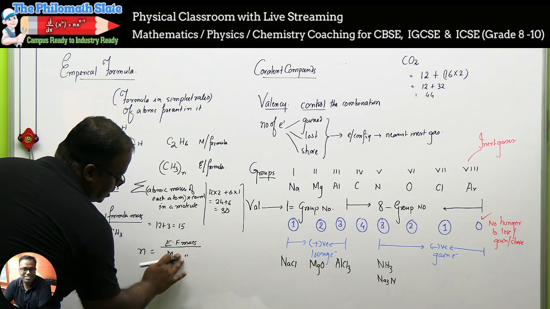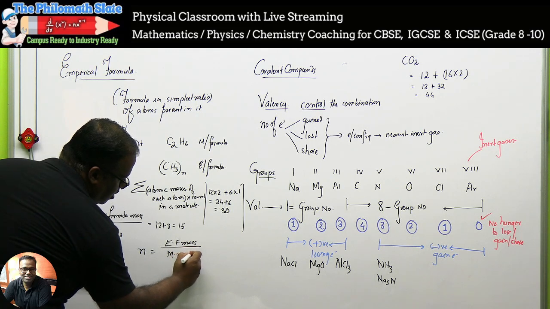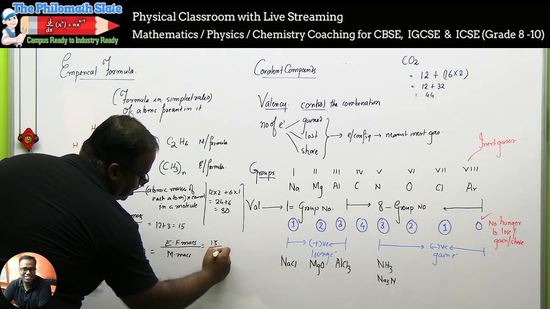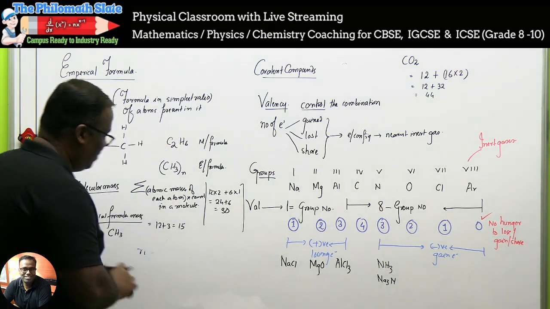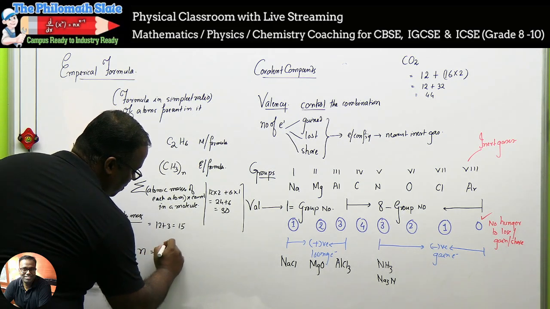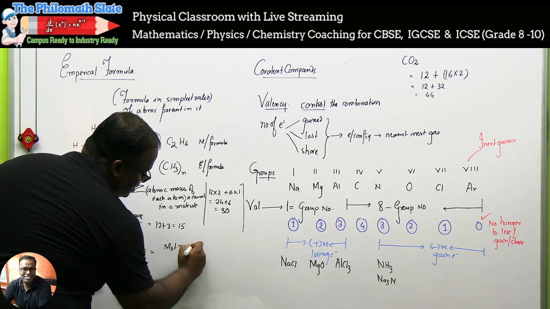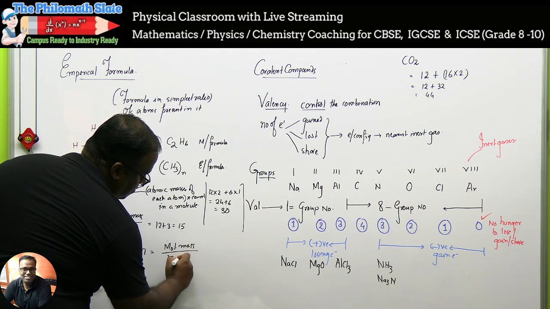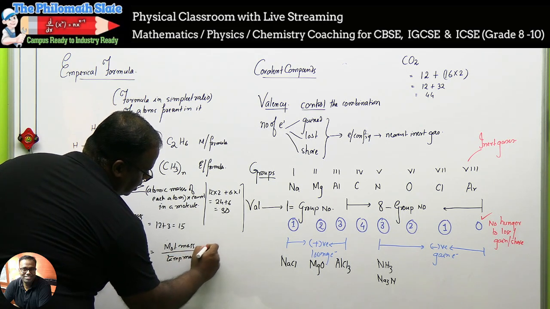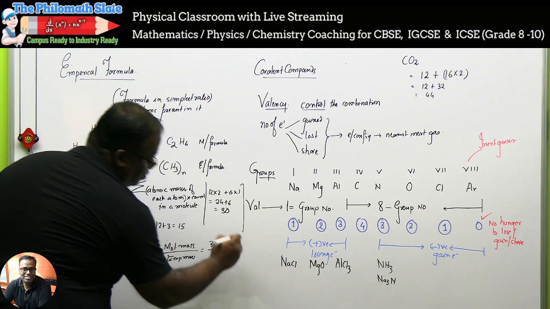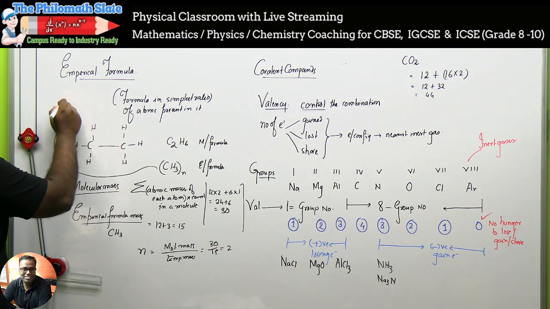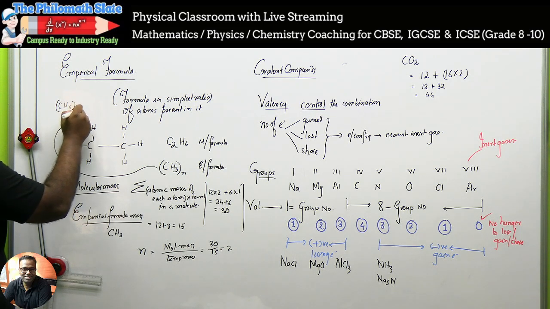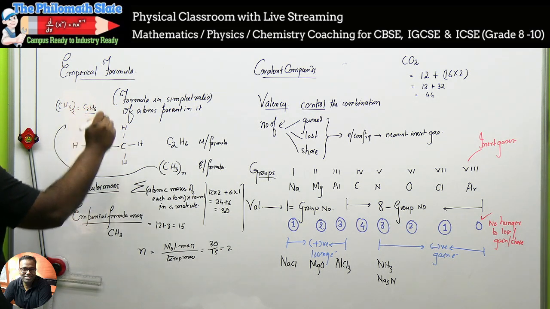So the molecular mass divided by the empirical mass, n, is 30 divided by 15, which is equal to 2. Now multiply the empirical formula CH3 by 2, and we get C2H6.